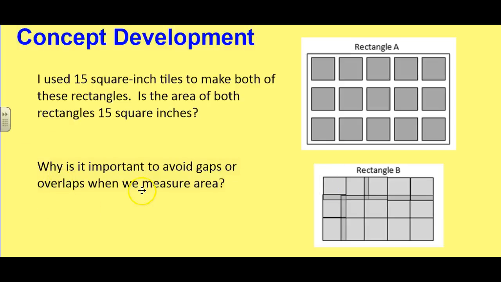And it says, why is it important to avoid gaps or overlaps when we measure area? Well, I kind of just explained that whenever I was talking about the kitchen floor. You wouldn't want to have gaps in your kitchen floor, and you wouldn't want to put floor pieces on top of floor pieces, because then it wouldn't be flat.